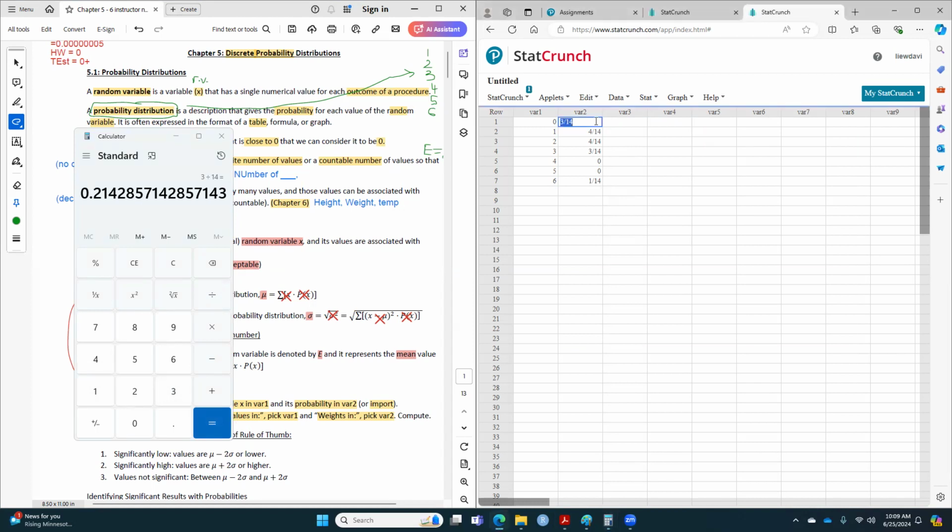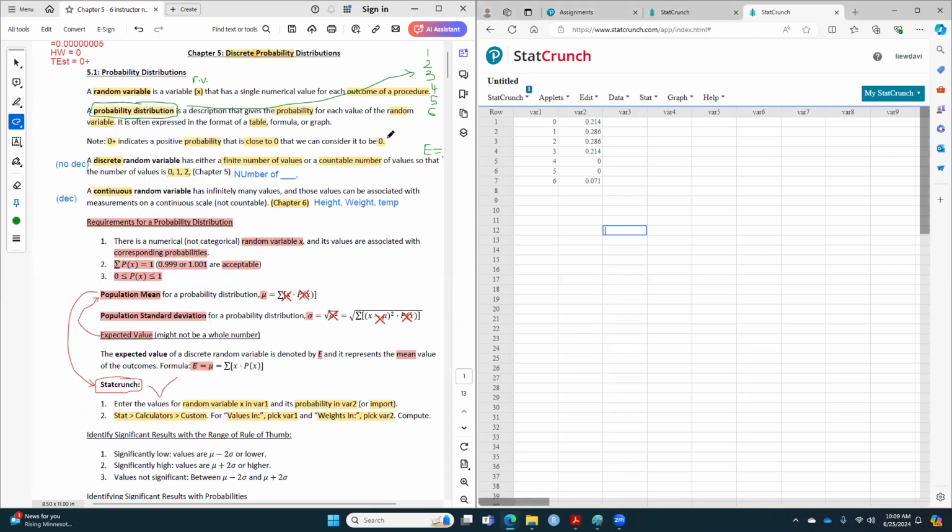This is 0.214. Yep, I think that's the reason. This is 0.286. So I just need to change this from fractions into decimals. This is 0.071. Okay. So now I just convert everything into decimals here.